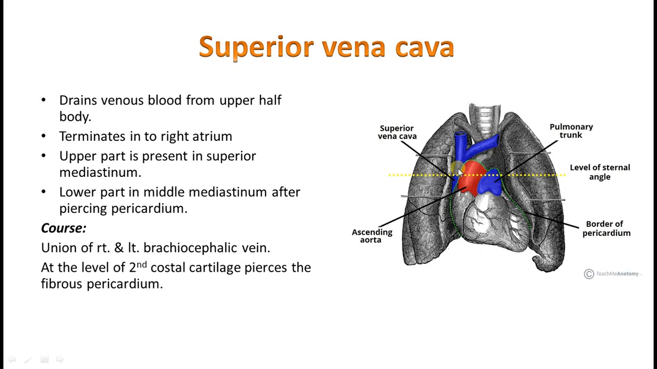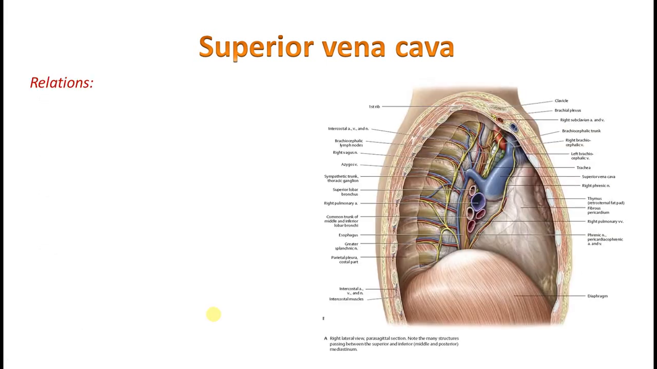So first costal cartilage, where it is formed; second costal cartilage, where it pierces the fibrous pericardium; third costal cartilage, where it terminates, that is the end of the SVC, into the right atrium. So it opens into the right atrium at the level of the third costal cartilage. So you remember first, second and third costal cartilage.